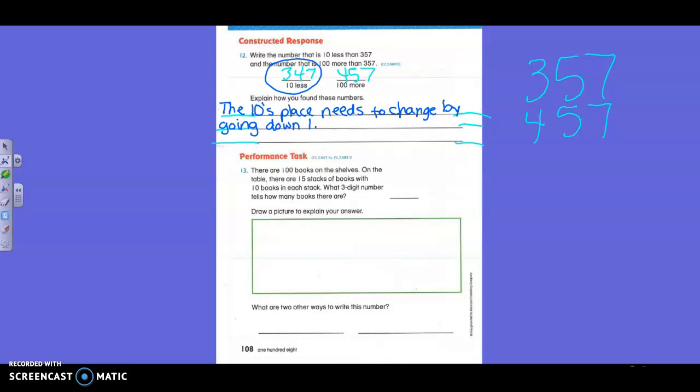Now, when it tells us to do 100 more, we needed to do what? Go up by 1 in the hundreds place. When we were doing 100 more, we had to go up 1 in the hundreds place. When we needed to go up 100, we went up by 1 in the hundreds place.